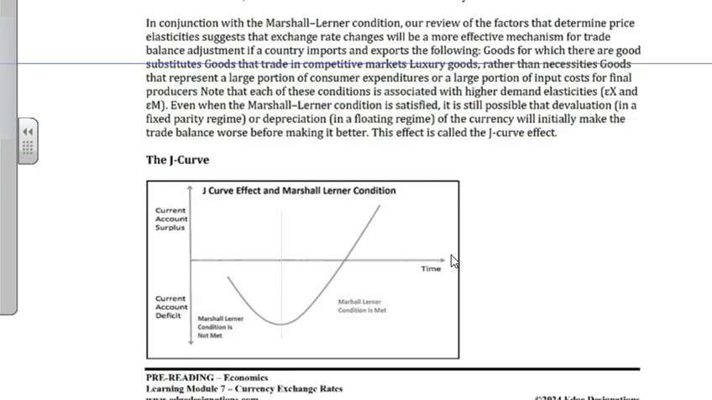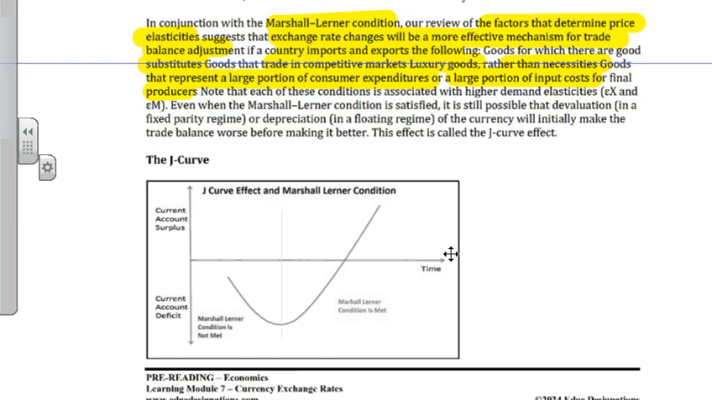I'm not going to spend too much more time over there, but if you do take a look at the J-curve and the Marshall-Lerner condition, let's just chat about this. We're having a look at factors that determine price elasticities, and we see that exchange rates will be more effective in terms of trade balance adjustments if a country imports and exports the following. What type of goods? Goods for which there are good substitutes, goods that trade in competitive markets, luxury goods rather than necessities, and goods that represent a large portion of consumer expenditures or a large portion of input costs for final consumers.